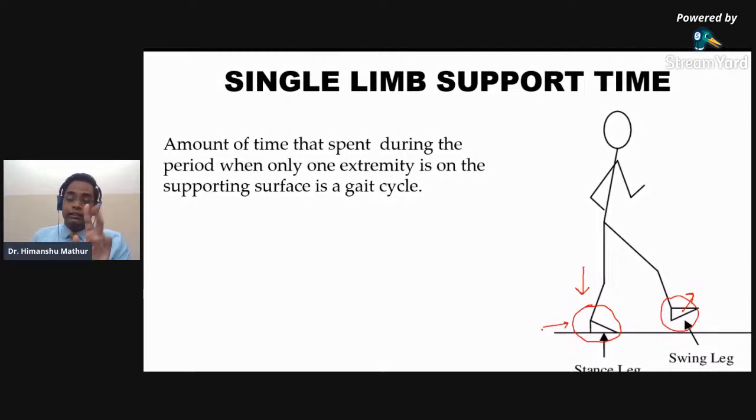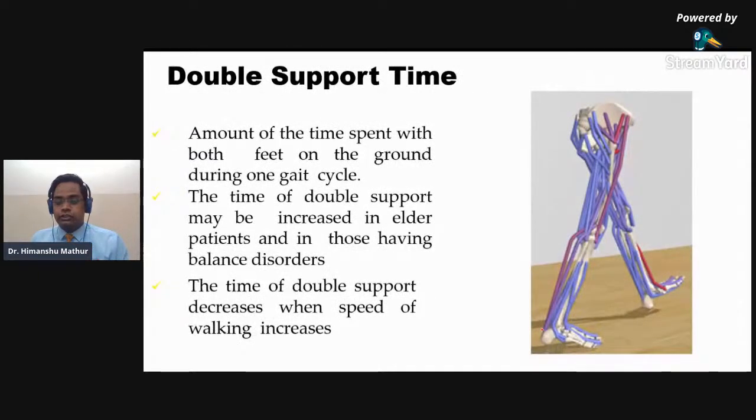Okay, and the time for which both the legs stay in contact with the ground is called double limb support time. Okay, this one is the double limb support. We'll be talking about that. What are the consequences whenever both the limbs come in contact with the ground? What are the consequences when only one limb comes in contact with the ground?